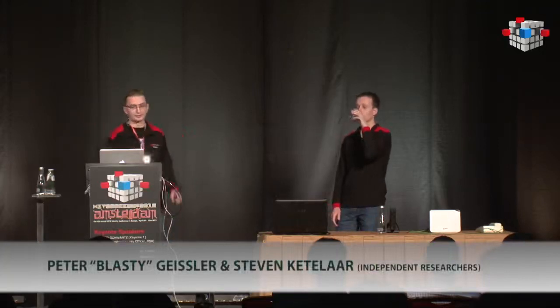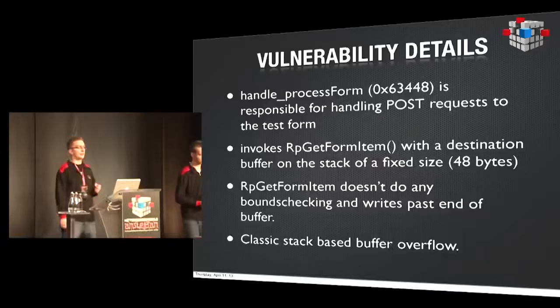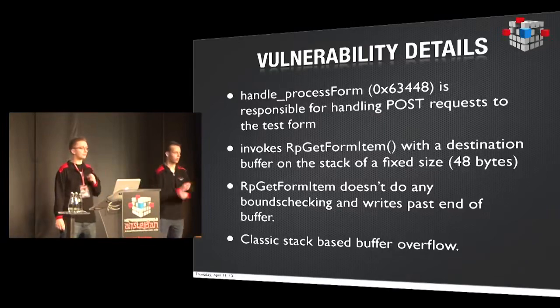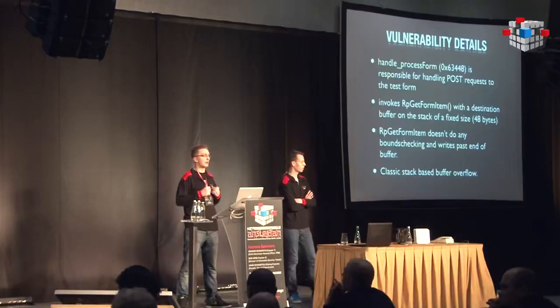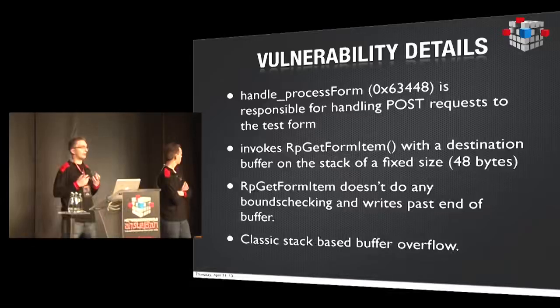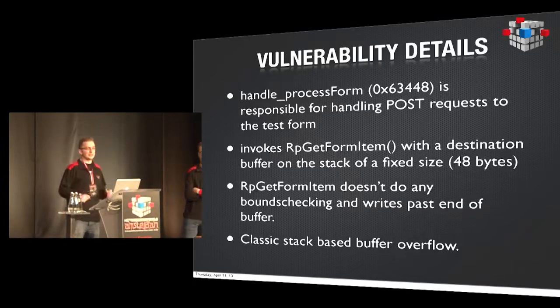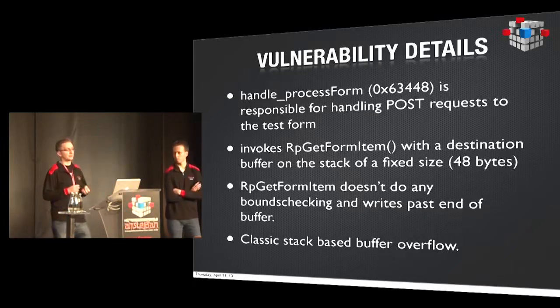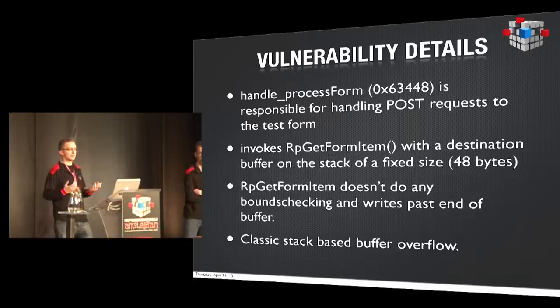So let's have a look at the vulnerability. There's a function called handle process form, which is responsible for handling all post requests sent to this test form. This function will invoke rp get form item, where rp stands for ROM pager, by the way. This is a routine from the lib ROM pager library, with a destination buffer on the stack, which has a fixed size of 48 bytes. I guess you can guess where this is going.